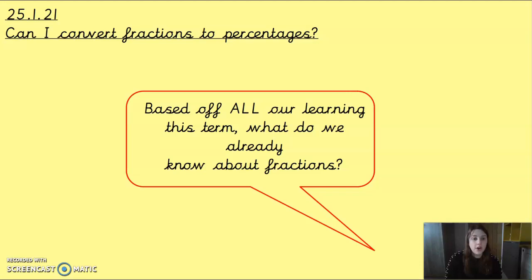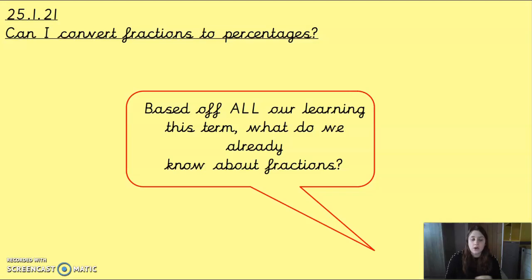So today we are moving on from just looking at fractions and we are looking at fractions, decimals and percentages next, which sounds scary but it's going to use all of our knowledge that we've done with our fraction work up till now, so don't worry about it. So today we are looking at how you can convert a fraction to a percentage. So we're looking at how we can get percentages from fractions, and it is really easy because we've practiced all these skills already. So based off of all our learning this term, I want you to think about what you already know about fractions, okay, because all this information is going to help you.